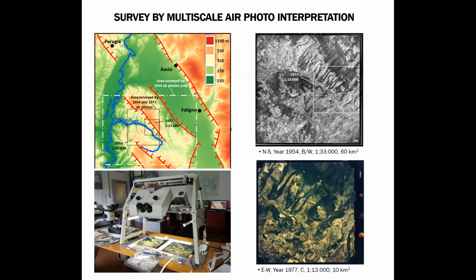The investigation of the area, including portions of the Foligno Valley and the Tiber Valley, was based on a photogeological survey using black and white stereoscopic air photographs at 1 to 33,000 scale, and a multi-scale air photo interpretation using more detailed color photographs at 1 to 13,000 scale, focused along the middle course of the river, which is our target, because here several orders of fluvial terraces crop out.